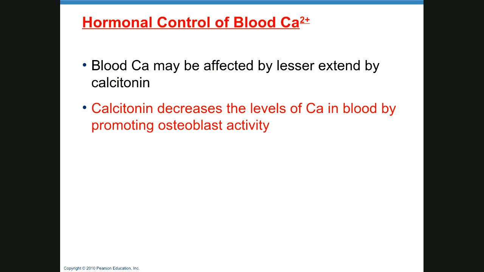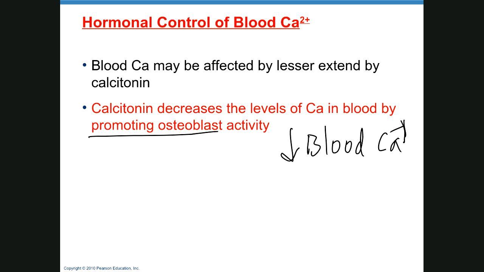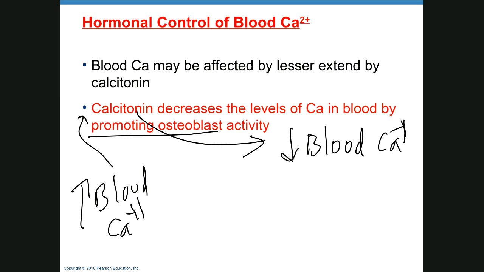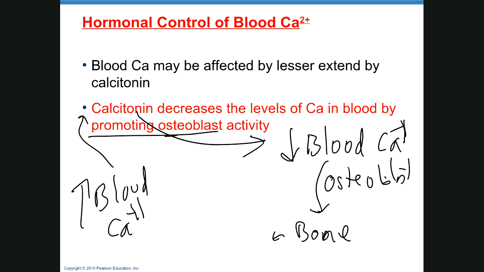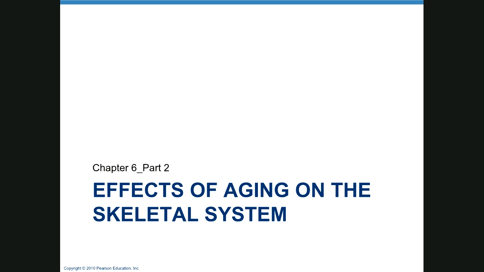Calcitonin is the antagonist of PTH. Calcitonin is secreted by the thyroid gland and is going to cause the decrease of blood calcium levels. So calcitonin is going to promote osteoblast activity. If we have high blood calcium levels, higher than normal, the body will secrete calcitonin. Calcitonin will stimulate osteoblasts into taking some of that calcium and putting it into bone. And that's going to cause a decrease in blood calcium levels. Okay? So you should definitely know the effects of PTH and calcitonin.